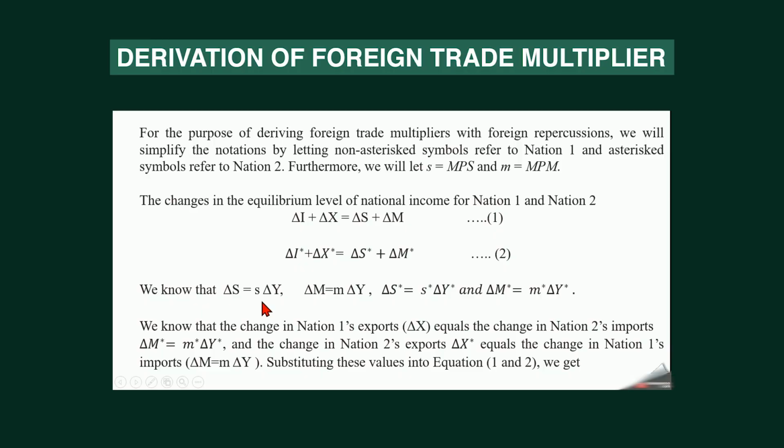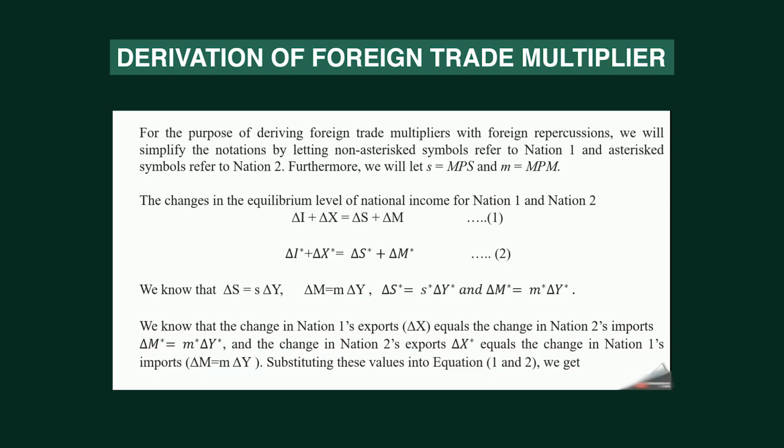And we know savings depend on the income and the marginal propensity to save. So delta S is equal to small s into delta Y, delta M is equal to small m into delta Y, and same for the foreign country, but shown by star sign. Now, we know that change in nation 1's export is equal to the change in import for nation 2, because we have to consider a two-country model. And similarly, nation 2's export is the import for the home country.